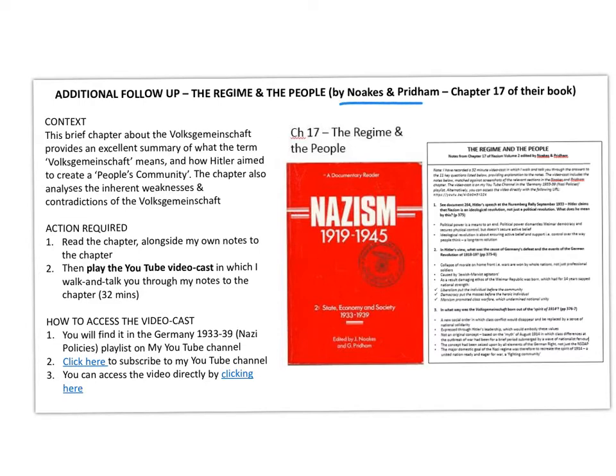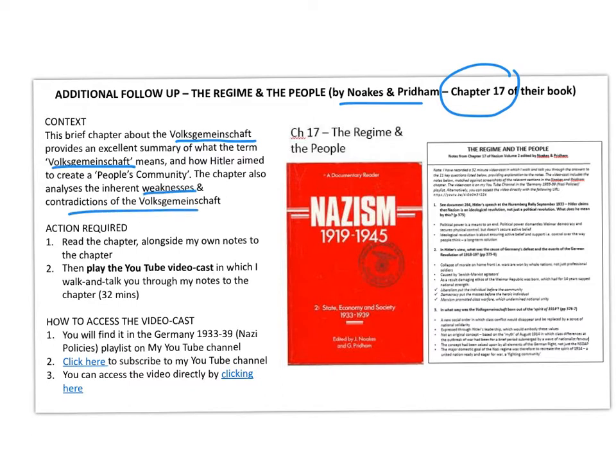Really emphasised from the previous lessons, chapter 6. Now there's another chapter in Noakes and Pridham, chapter 17, which I'll upload for you. It's called The Regime and the People. It's actually a very short chapter, and it is specifically about what we're doing in today's lesson, the Volksgemeinschaft. It provides an excellent summary of what that term means and how Hitler aimed to create a people's community. It's also very good on the weaknesses and contradictions of the Volksgemeinschaft, which we'll talk about in today's lesson.